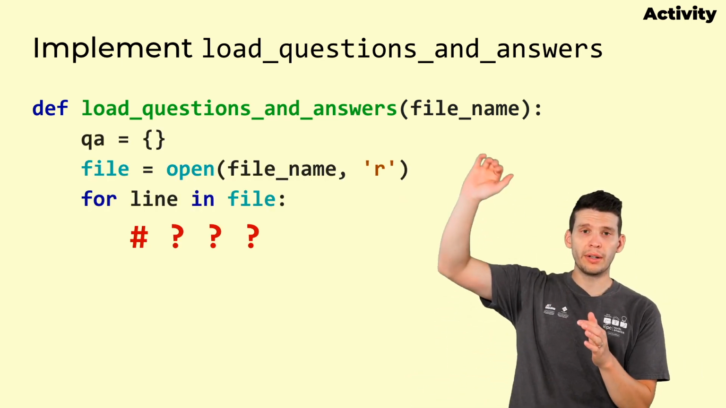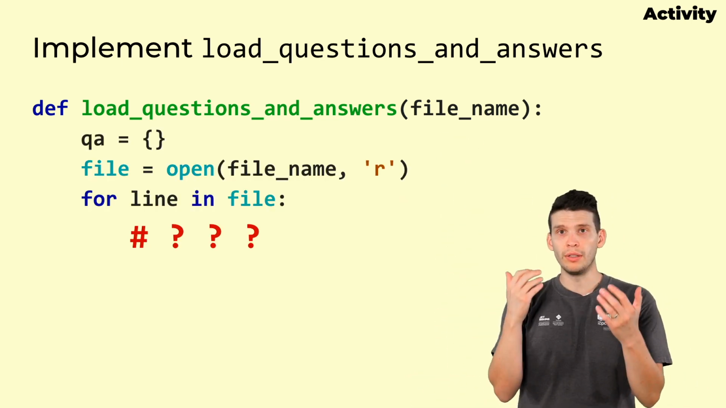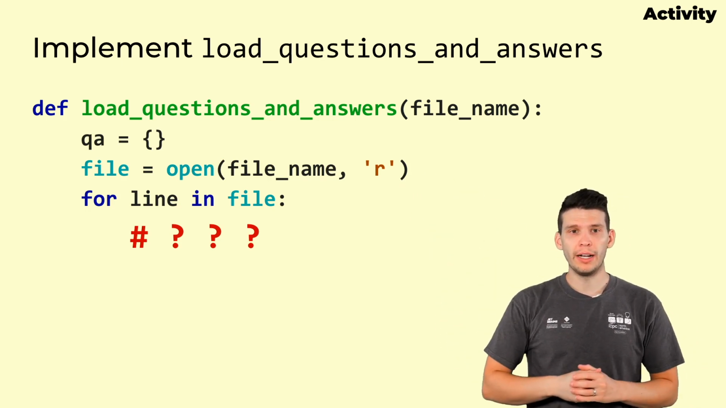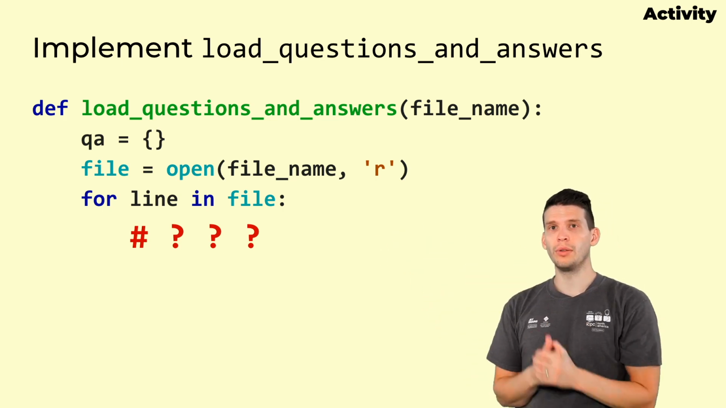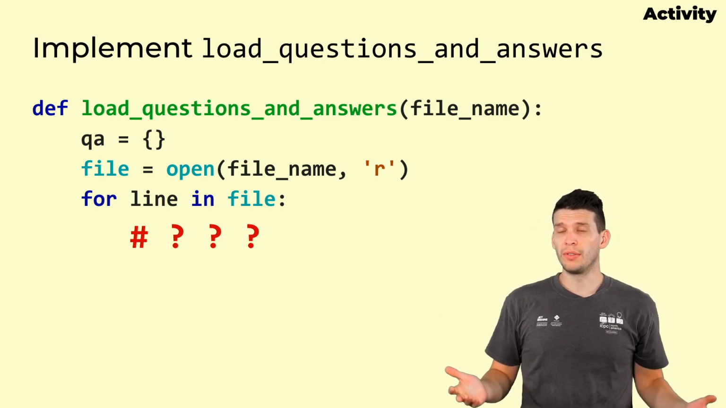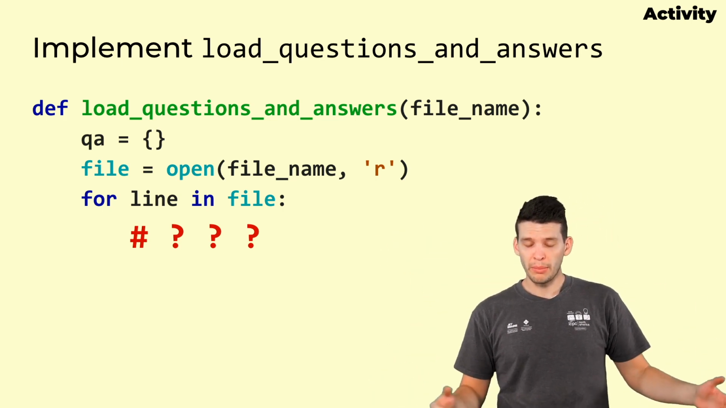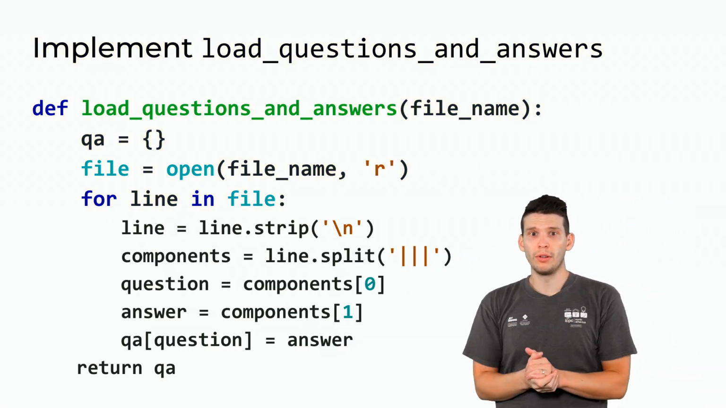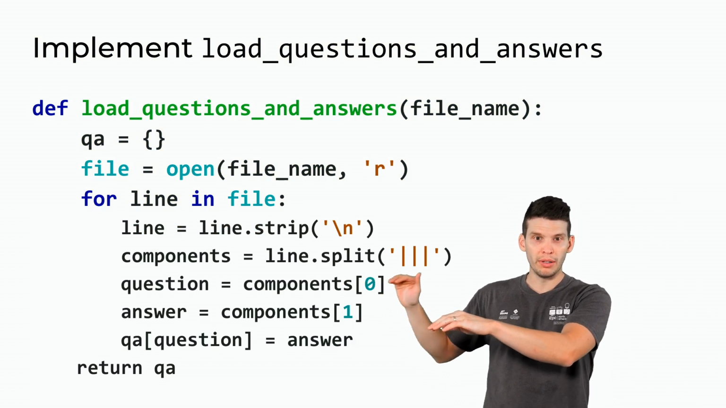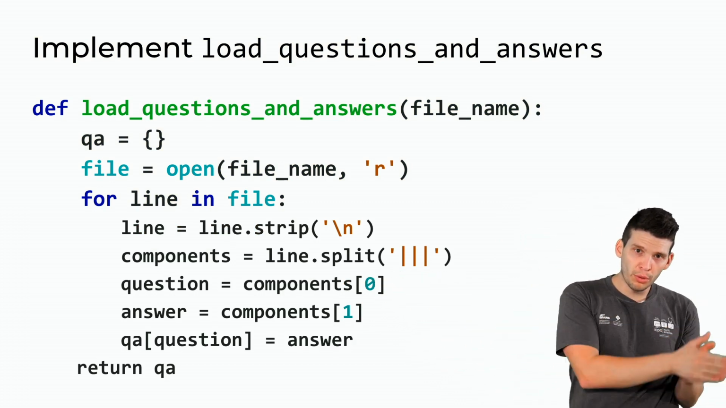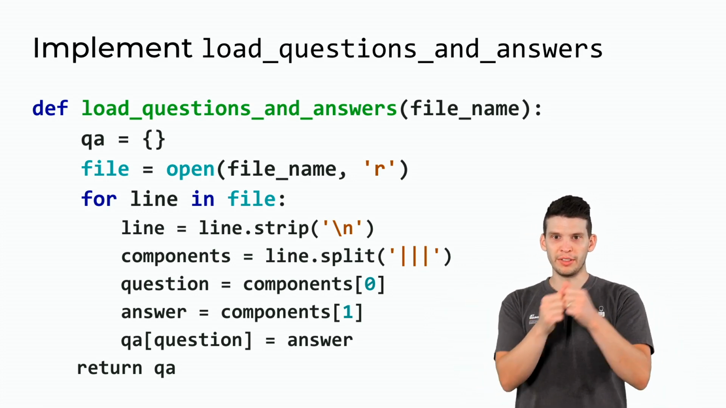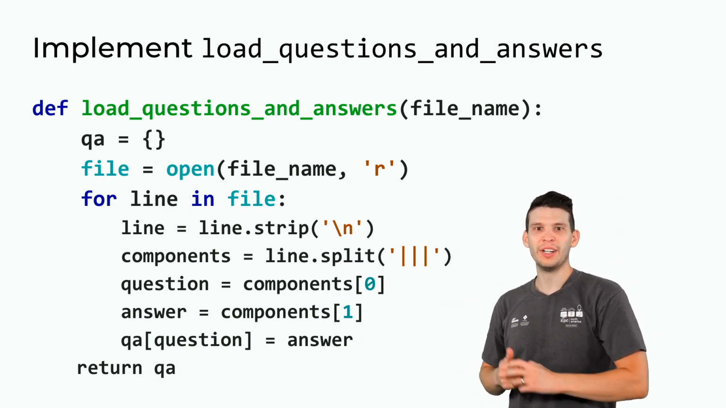So we create an empty dictionary initially that will eventually store the questions and the answers. We open up the file, and then we have a loop to go through the lines of the file. Now for each of those lines, of course, we need to do some processing. So we're going to want to split on those 3 vertical bars, and we're going to get each component. So the question should come before the vertical bars, and the answer should be after. Or I guess for you guys, I need to say after and before.